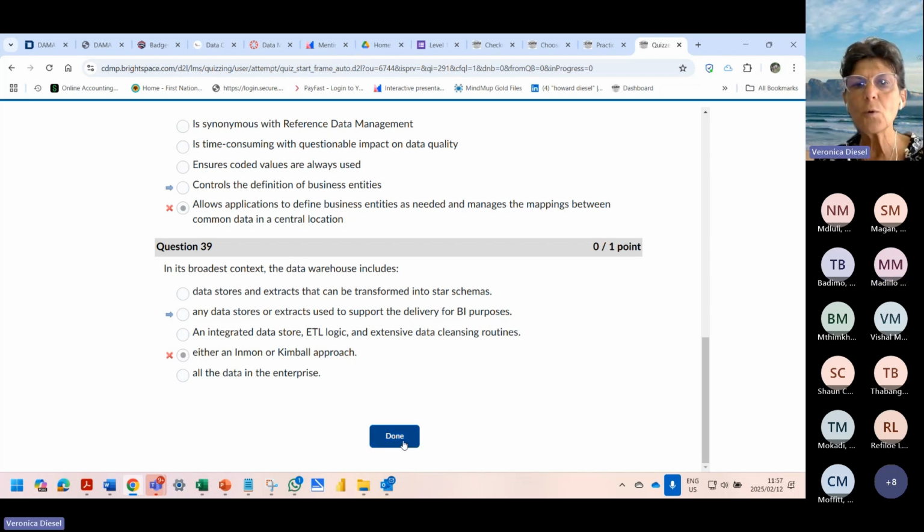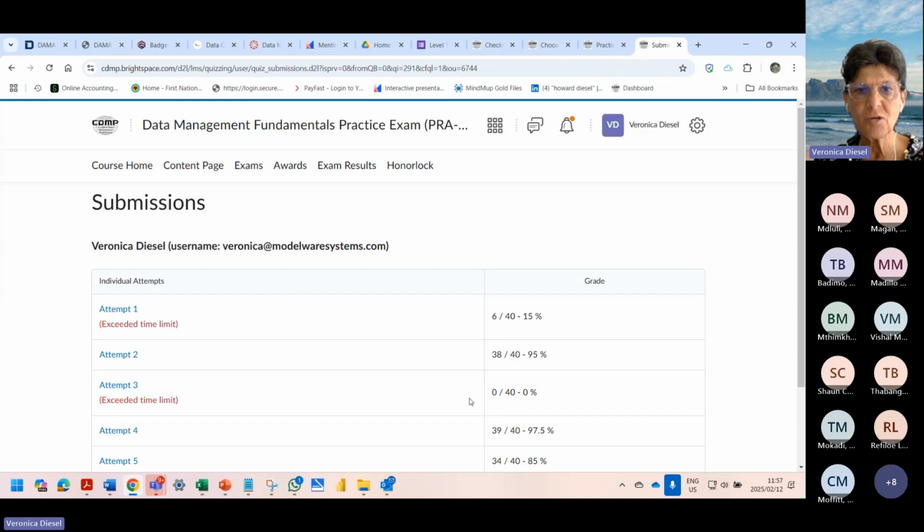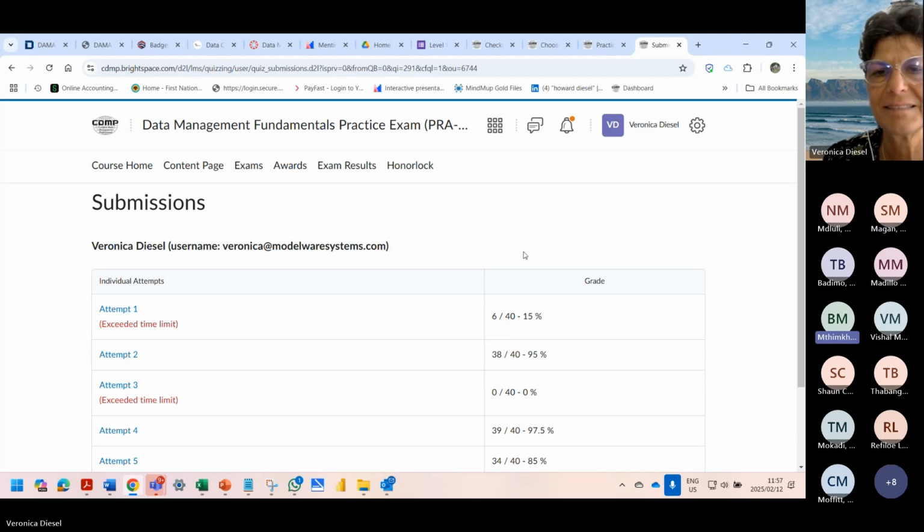But when you do your exam, it's not going to give you the right answers. This practice exam you can do as many times as you like. Veronica, sure. I think my mind is just going wild with data stores and data warehouse. So a data warehouse can house data stores. Yes, we're going to do data warehousing after lunch. So don't worry, we'll cover it.